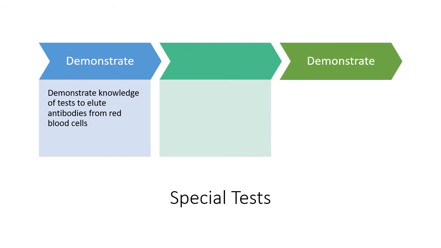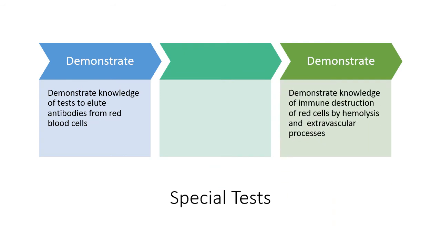All right, more things you have to know. Demonstrate knowledge of tests to elute antibodies from red blood cells. So when we have a warm or cold autoantibody, we have to find a way to get rid of it, right? This is what you're going to learn next. Demonstrate knowledge of immune destruction of red blood cells by hemolysis and extravascular processes.